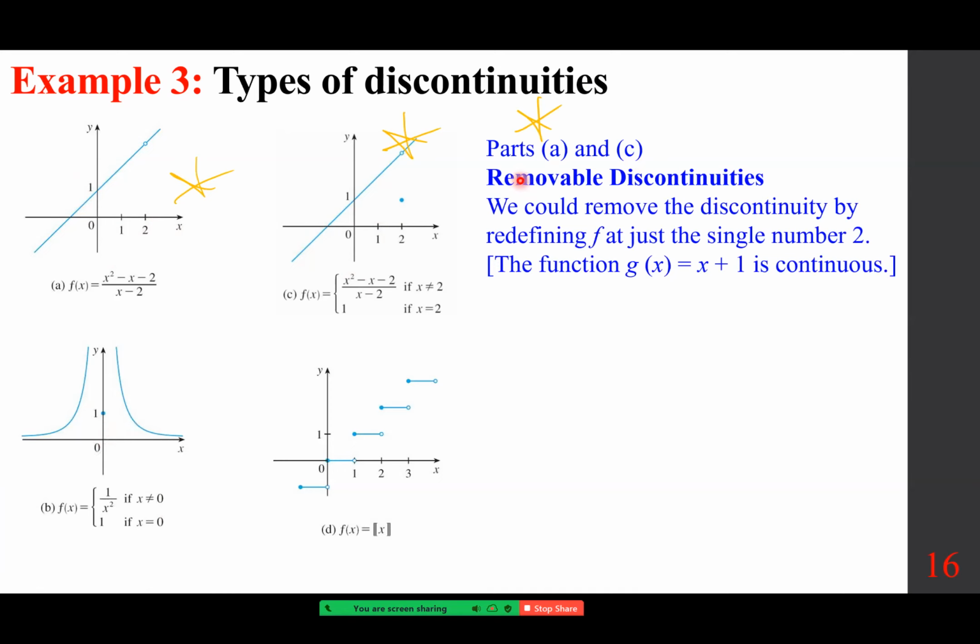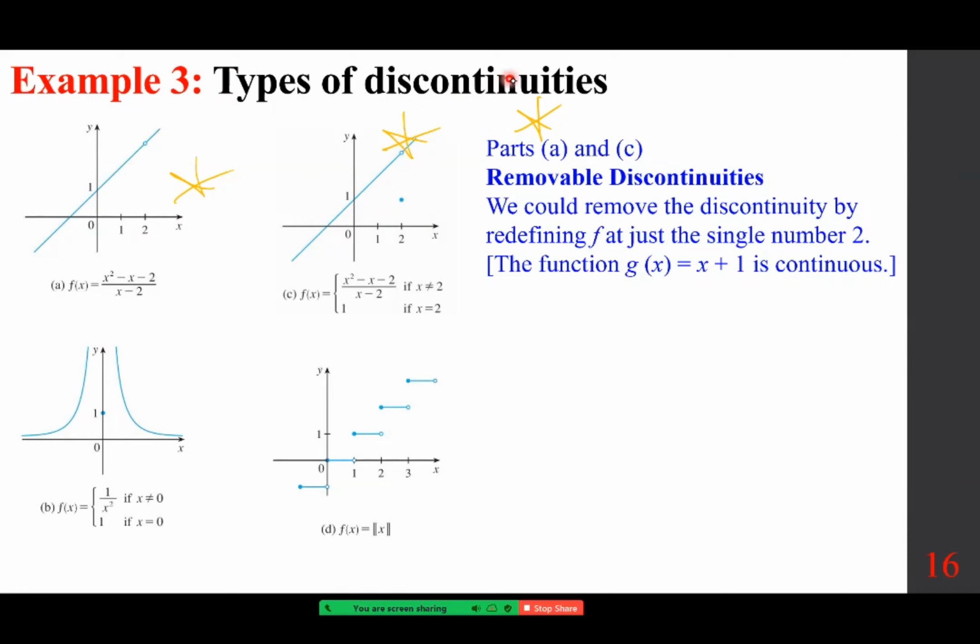Why are these called removable? Because we really have no problem. All we have to do, we could remove the discontinuity by redefining f at just the single number 2. In this case, number 2 has a problem. f of 2 is missing. So if we redefine f of 2 having the same limit as this number, maybe number 3, then it fixes this problem. In this case, f of 2 has a different value than the limit. However, if we redefine this one, we can fix the problem. So fixing the removable discontinuity is easy.